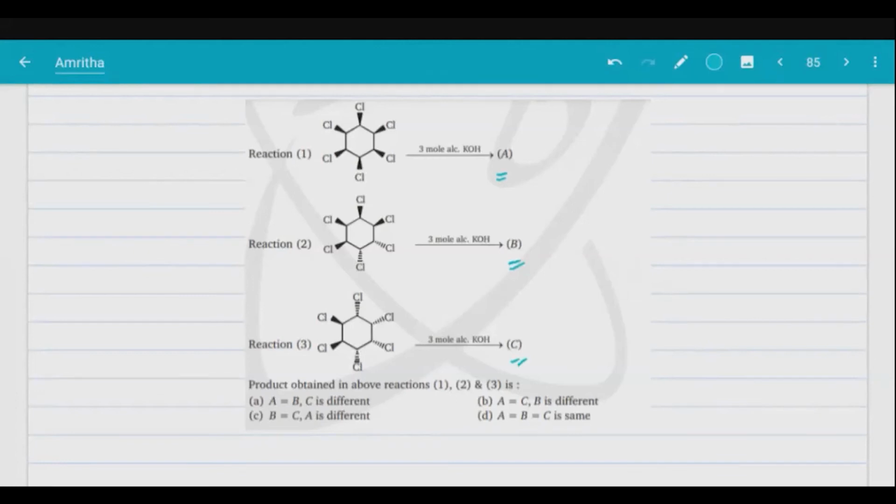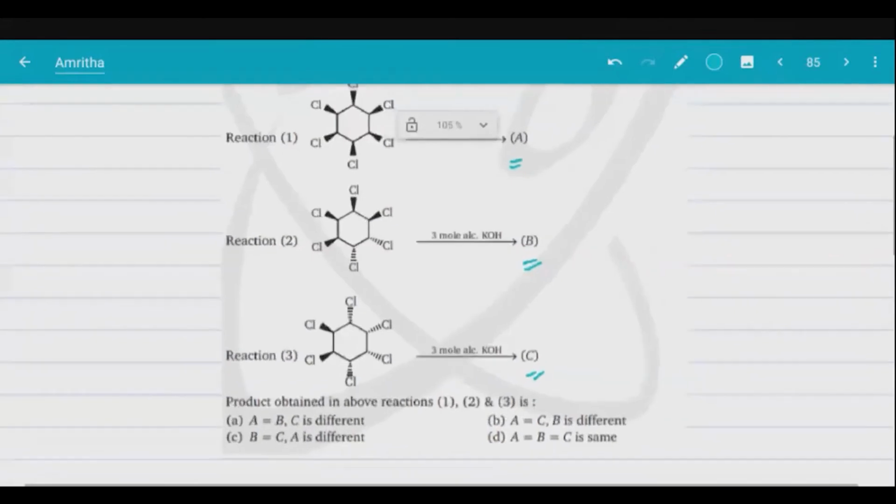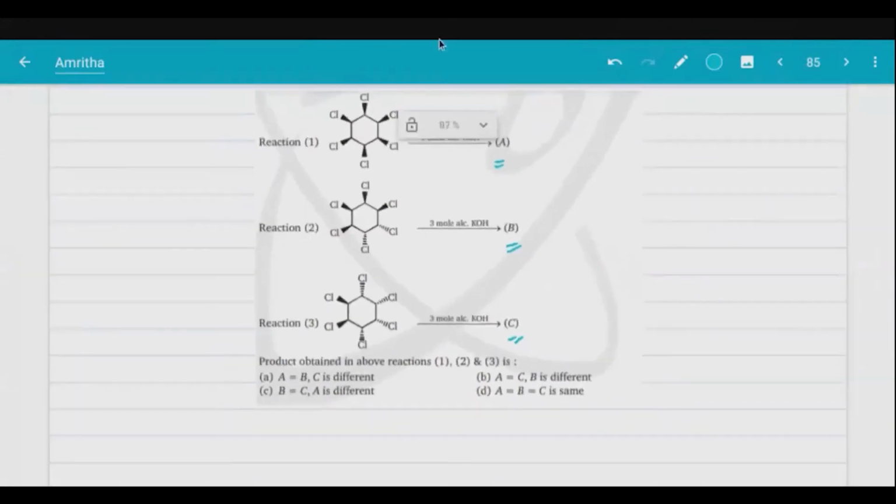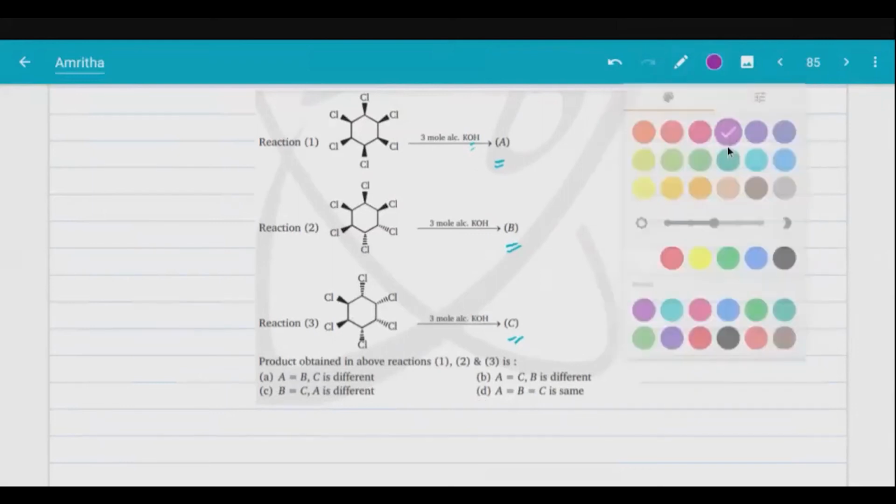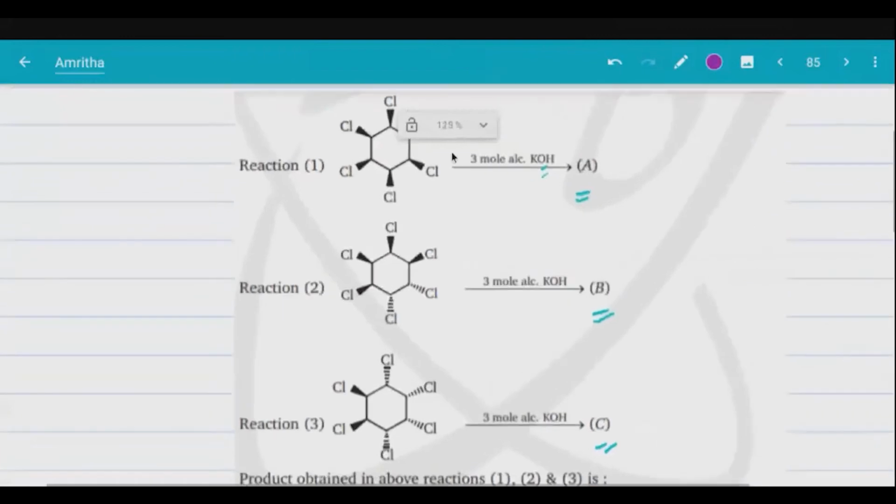Okay, fine. Let us see one by one now. So what is the case here? Dehydrohalogenation, I told you, right? 3 moles of KOH. See, first one I'll do. Let me do the first one.